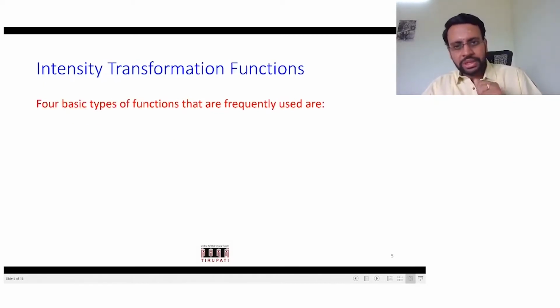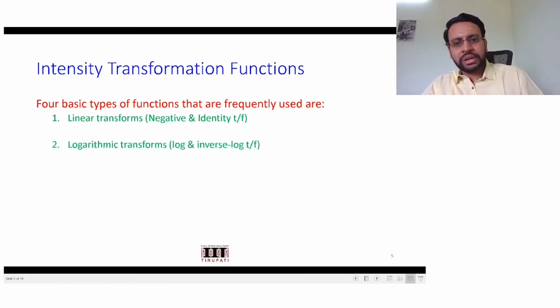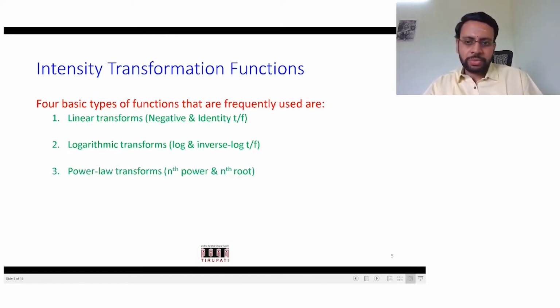In this lecture, what we are going to discuss are four basic types of functions that are frequently used for performing intensity transformations in the spatial domain. The first one being linear transforms, where there are again two categories, negative transform and identity transform. We will see them shortly. Another one, logarithmic transforms, log transform and inverse log transform. We bunch them together under this kind of transformation.